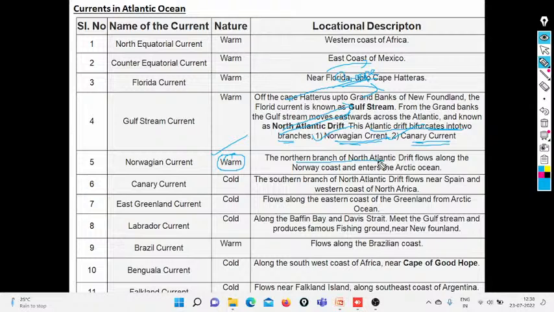The northern branch of the North Atlantic Drift flows along the Norway coast and enters the Arctic Ocean. That is the Norwegian current. That is also clearly seen here.